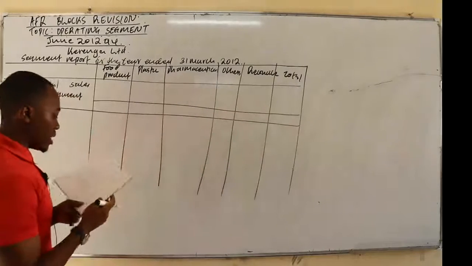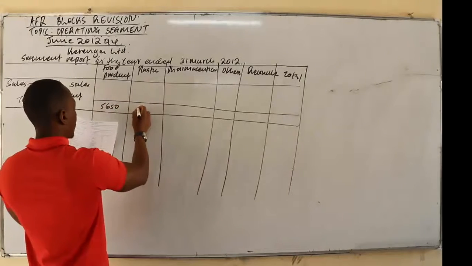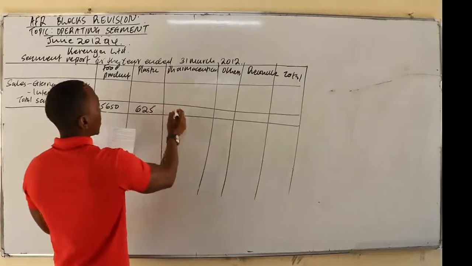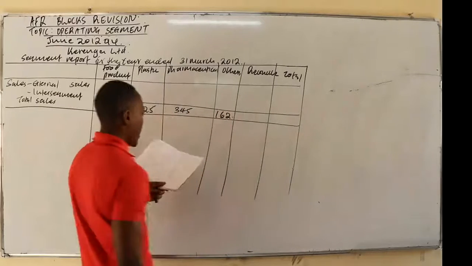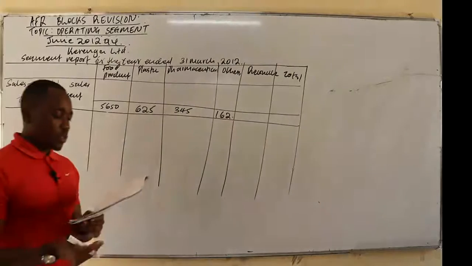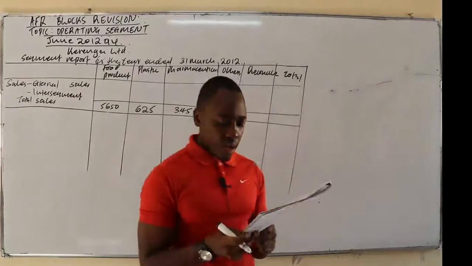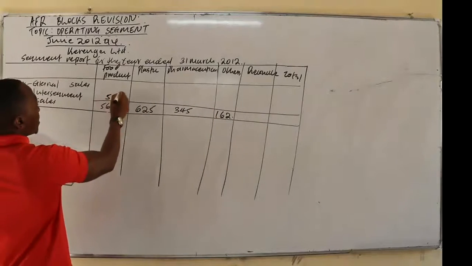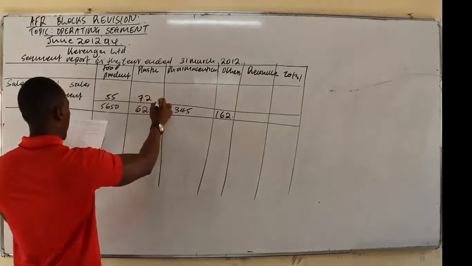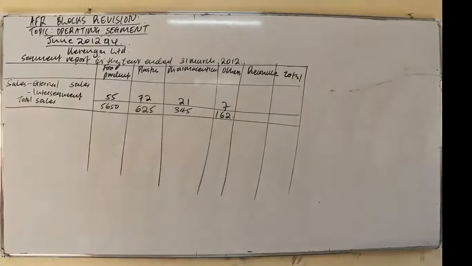So we have the sales, and for the food product, that's the total. It's 5650. For plastic is 625. 345, and then we have 162. Then let's go to note number 1. Note number 1, you're told that the intersegment sales for the year ended 31st March 2012 was as follows. So we have the intersegment sales. For food was 55, 72, 21, and 7. So with that, now we can get the external sales.